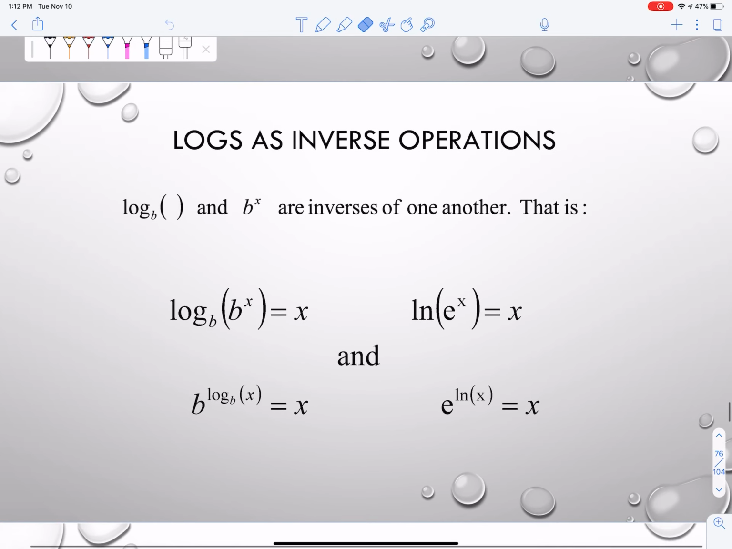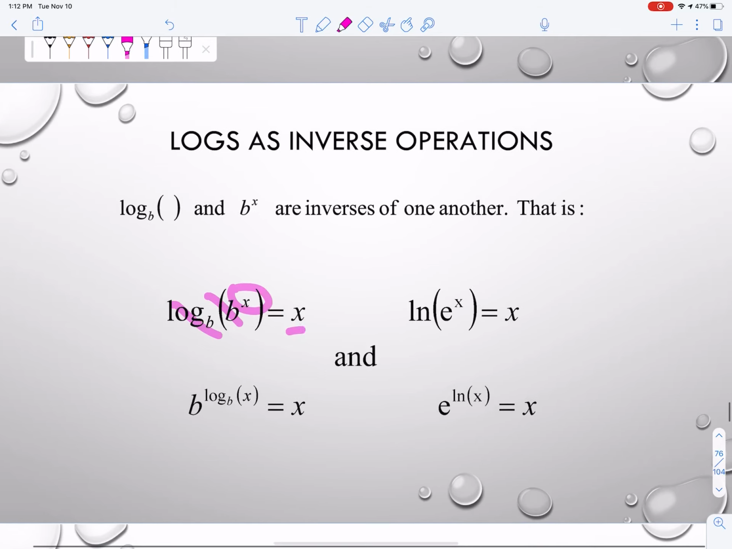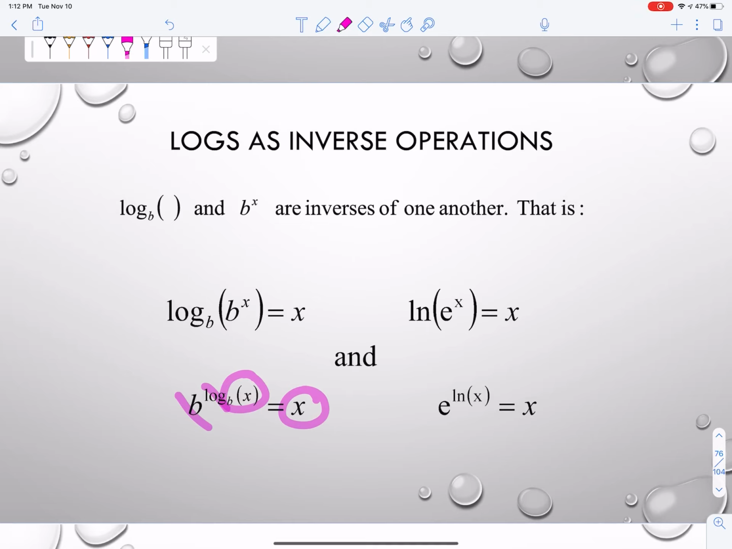So logs and exponentials are inverses of one another. We should have seen this in properties of logs, but just a quick recap: if I have log base b of a quantity and b to the x, those are inverses of one another. And as such, log base b of b to the x, these cancel out, leaving me only with that x. If I have b raised to the log base b of some quantity x, the exponential base and the log base cancel, again leaving me with just that quantity, in this case x.